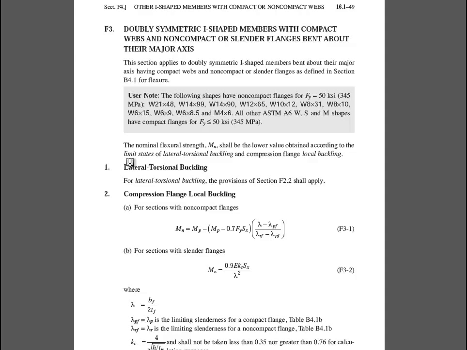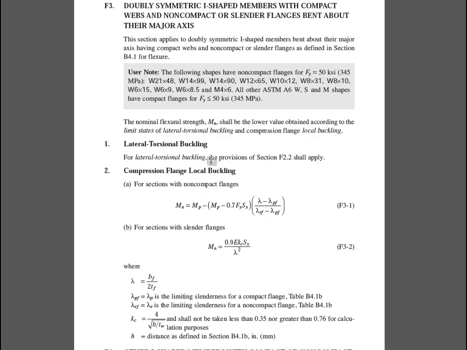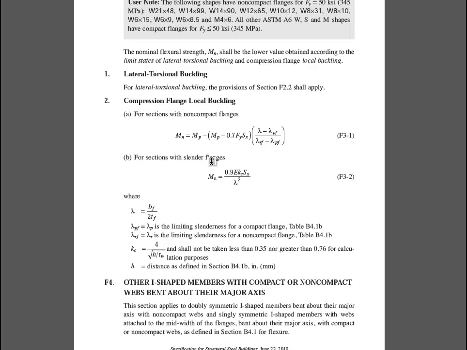We don't need to worry about lateral torsional buckling because we have continuous lateral support. But we do have to worry about flange local buckling for the compression flange. Since we have non-compact flanges, we're going to be using equation F3-1. Now at first, equation F3-1 looks a little complicated, but after you get a sense for what it's doing, it's actually one of the more straightforward expressions in the manual.